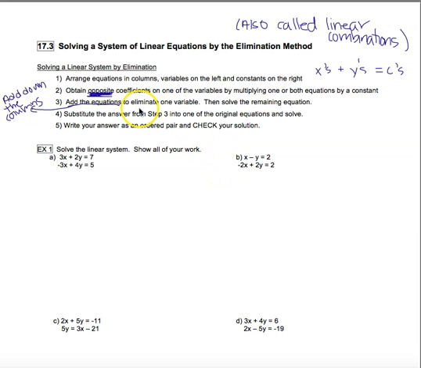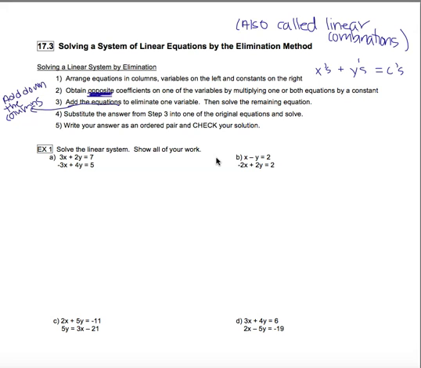When one variable is eliminated, that means there's only going to be one left, so we can solve the equation that remains. So we'll either end up with, at the end of step 3, x equals a number or y equals a number. In step 4, we then go back kind of to substitution, and we substitute that answer into one of the original equations, and we solve for the other variable. Then, just like in substitution, we're going to write our answer as an ordered pair, and we're going to check our solutions.